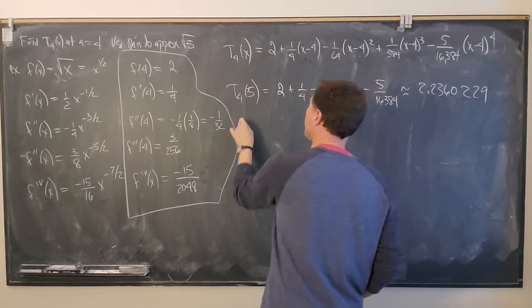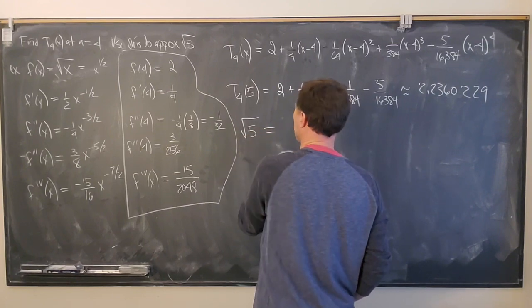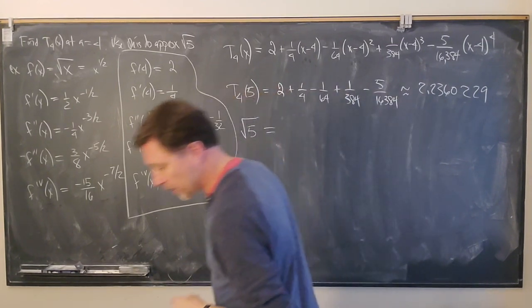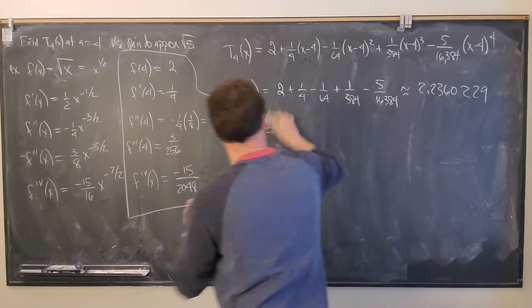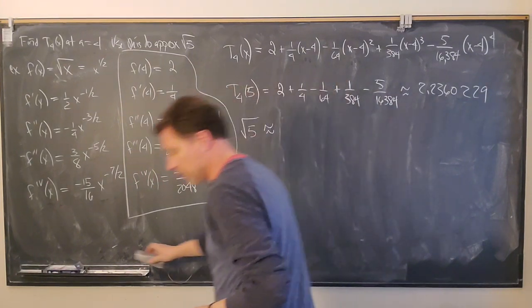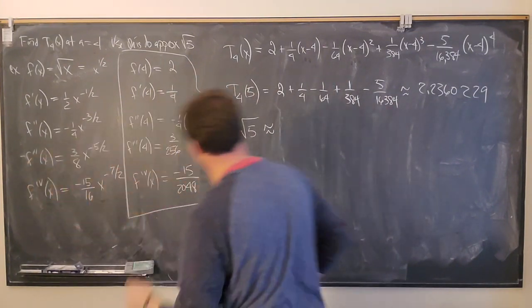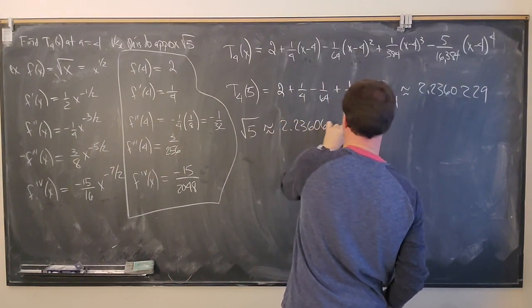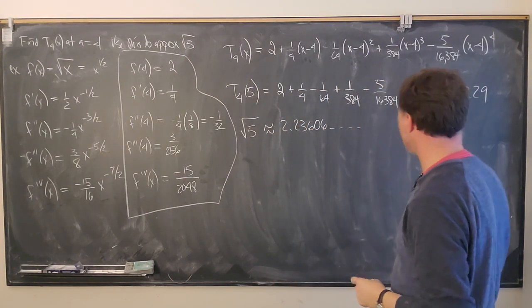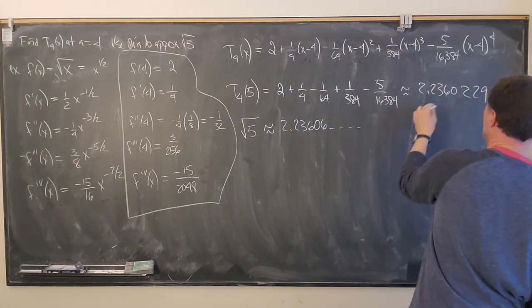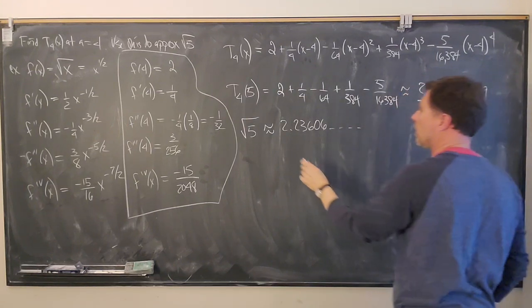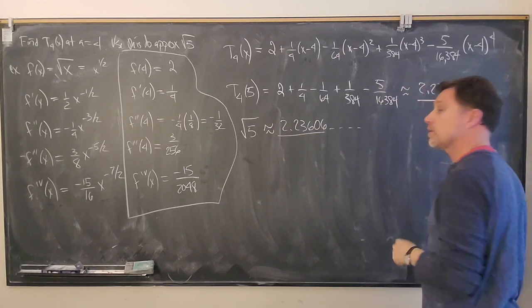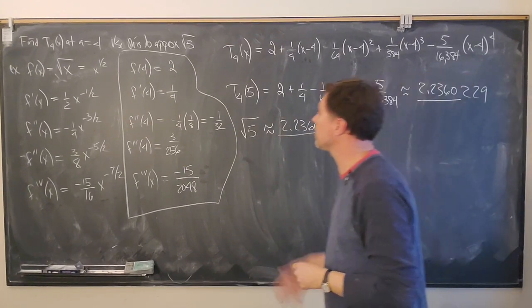And now if I plug 5 into square root on the calculator, it gives me a decimal, so square root of 5, 2.23606, and so on. So notice, what do we get? We get a pretty good match. Those match those, right? So t sub 4 gives us a good approximation of the square root.